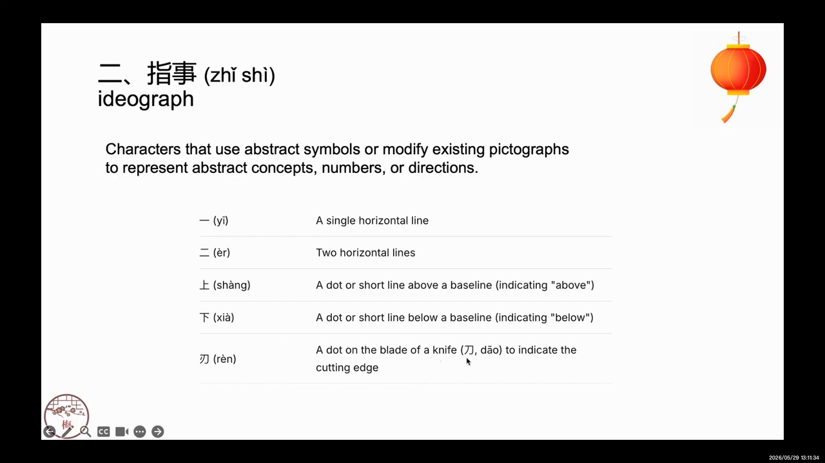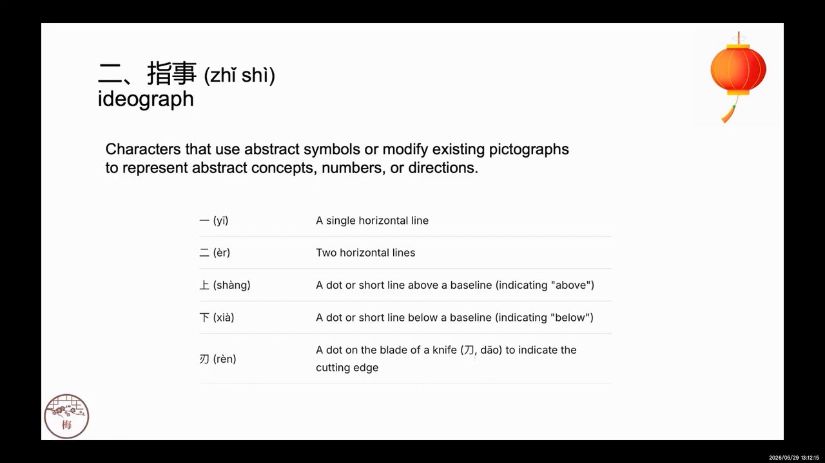And the fifth one, we can see this Chinese character. This is Dao, which means knife. And what is it by adding a dot near the knife? The dot is actually indicating something or some place on the existing one, right? If we know it's a knife, and we add something on the knife, actually this character means the cutting edge of the knife.